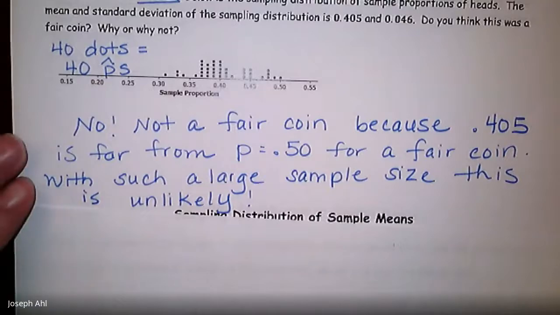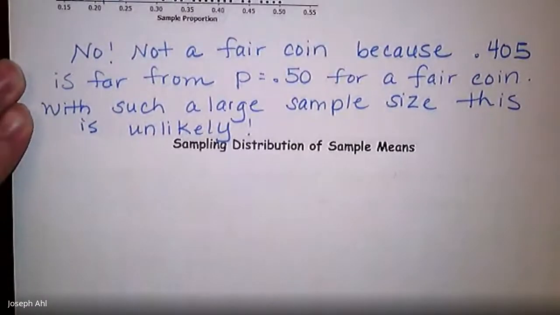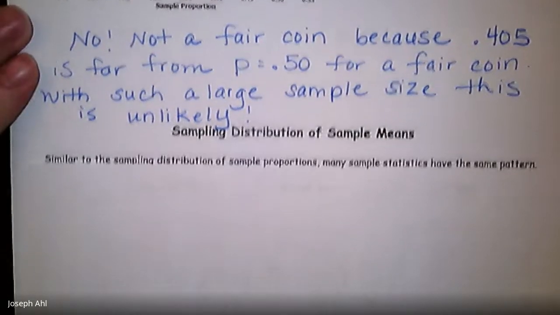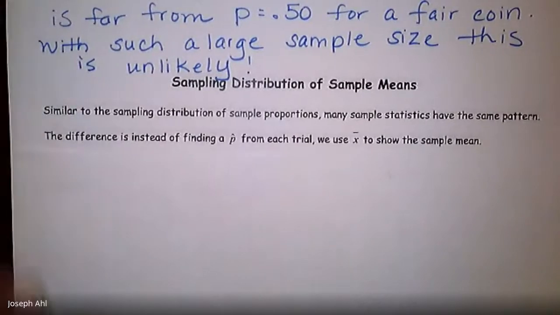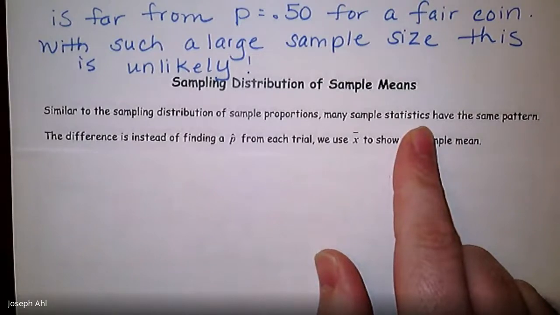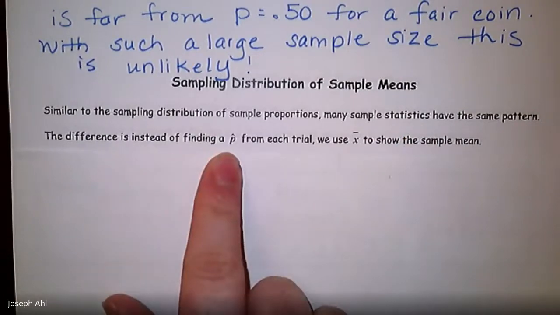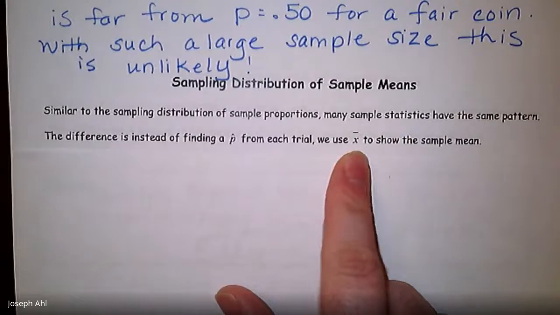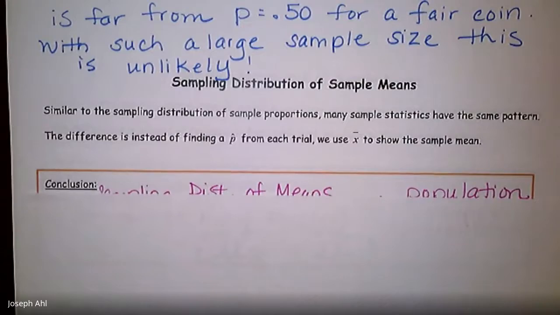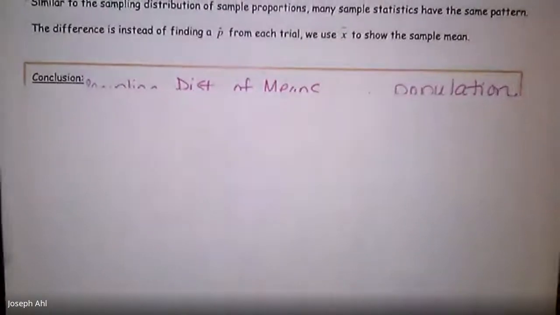Okay, moving on from here, we can make some of these same conclusions about a sampling distribution of what are called sample means. So we were just looking at sample proportions, where we're looking at the proportion of how often something happens, like getting heads or getting tails. Okay. But similar to the sampling distribution of proportions, many sample statistics have the same pattern. The difference is instead of finding a p hat from each trial, we use x bar to show the sample mean. So here are some things that we can conclude which are really similar to what we've already done with sample proportions.